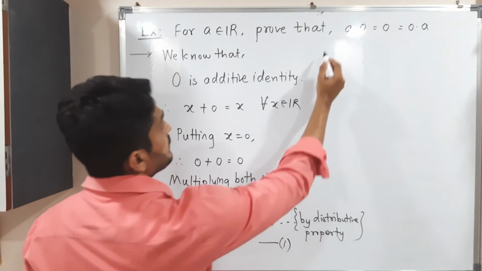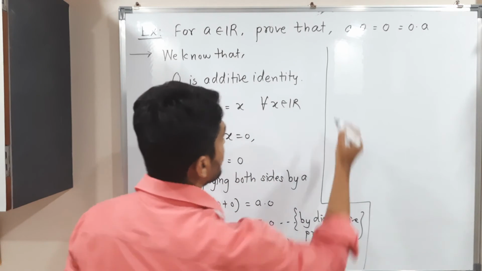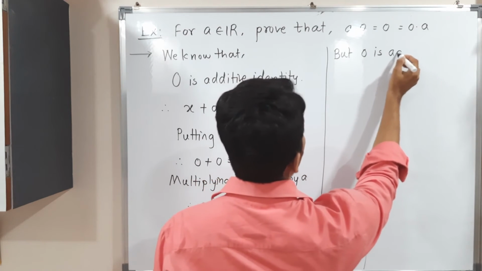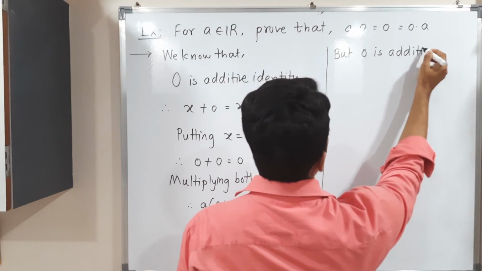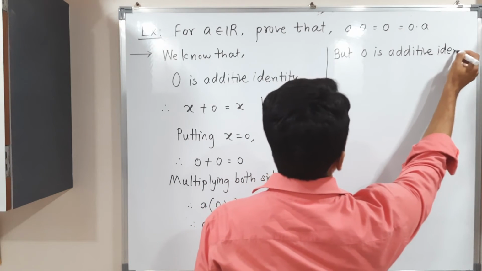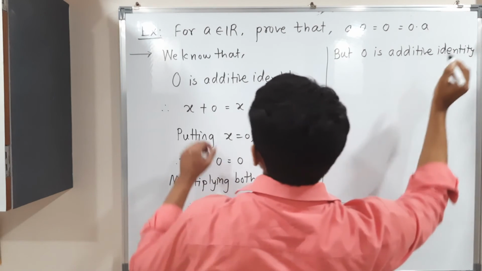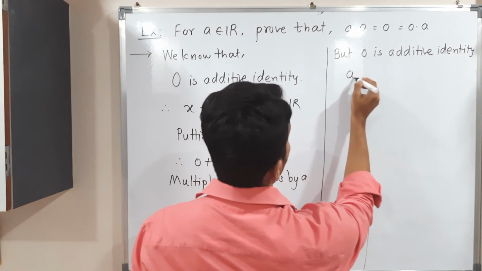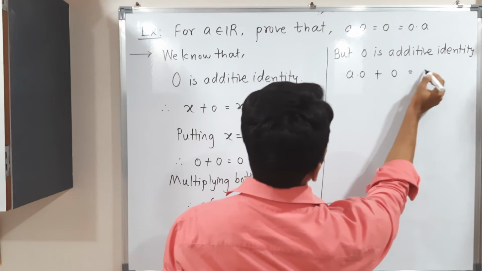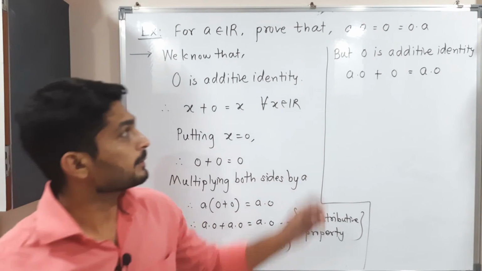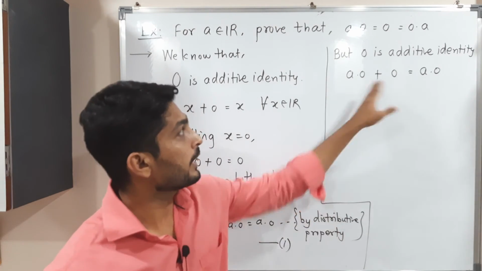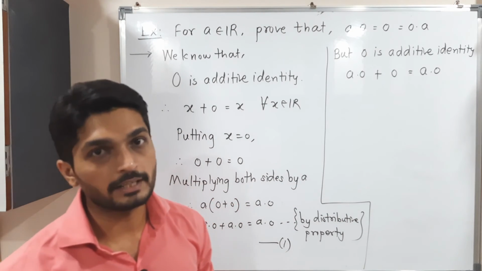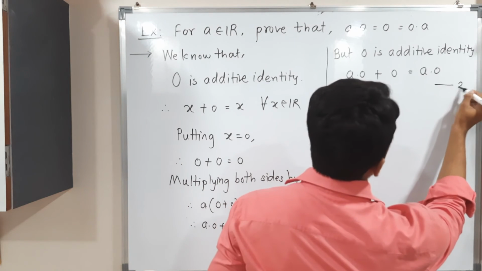But 0 is the additive identity. We have already used this thing, and again I am using it. So therefore a into 0 plus 0 is equal to a into 0. Suppose a into 0 is one number. If you add 0 to a into 0, you will have the same number. That means a into 0. This is my equation number 2.